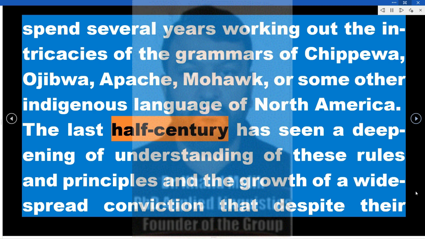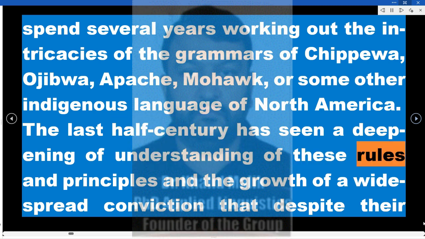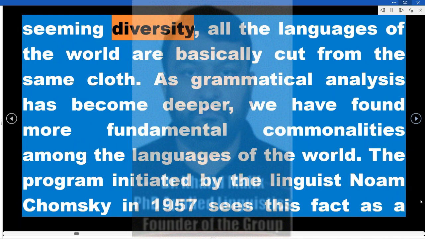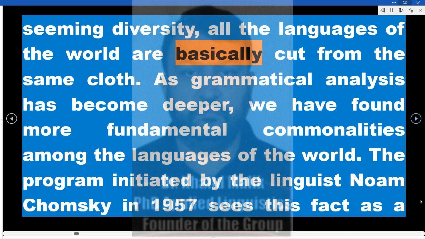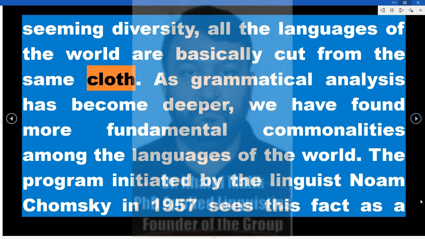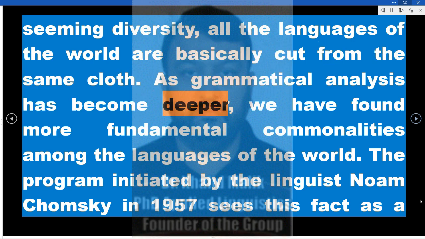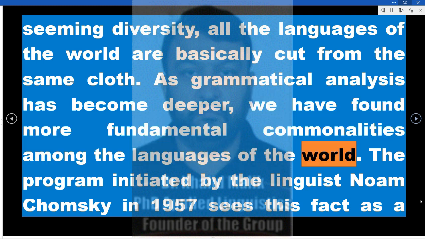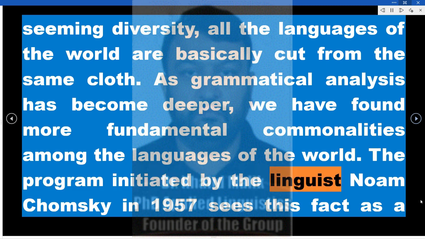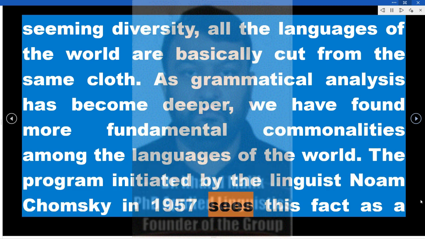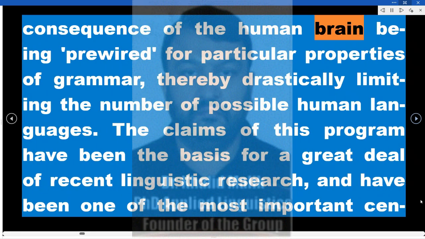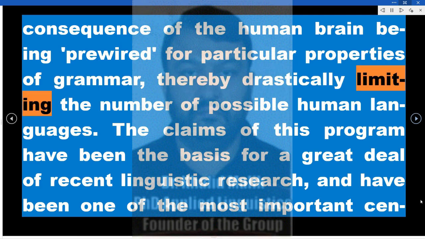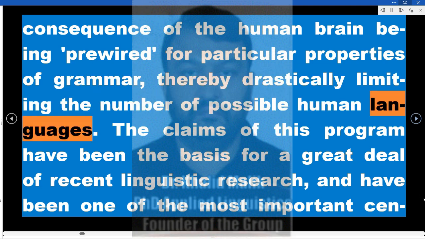The last half-century has seen a deepening of understanding of these rules and principles, and the growth of a widespread conviction that despite their seeming diversity, all the languages of the world are basically cut from the same cloth. As grammatical analysis has become deeper, we have found more fundamental commonalities among the languages of the world. The program initiated by the linguist Noam Chomsky in 1957 sees this fact as a consequence of the human brain being pre-wired for particular properties of grammar, thereby drastically limiting the number of possible human languages.